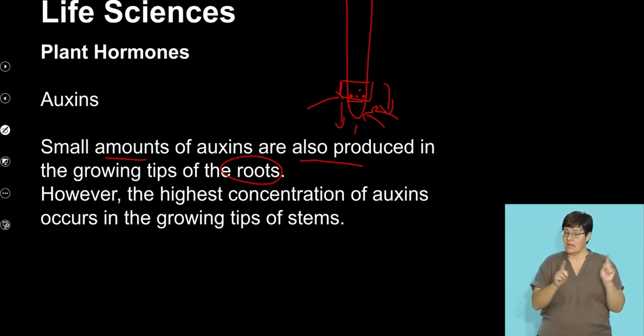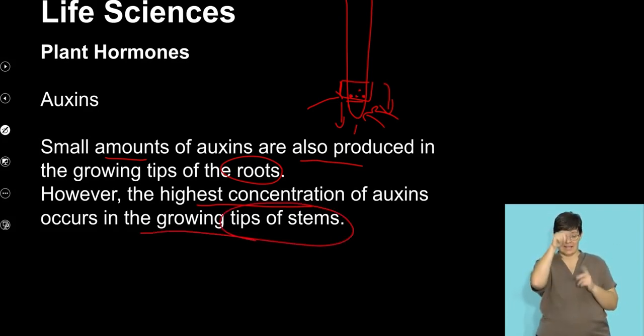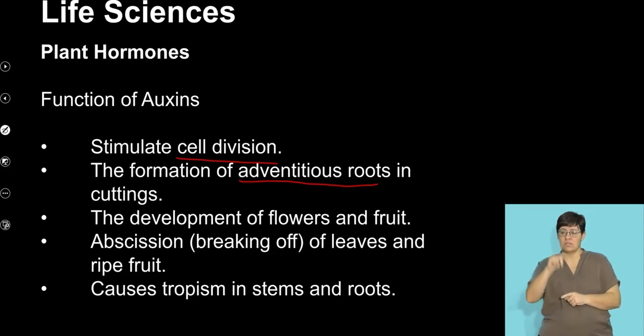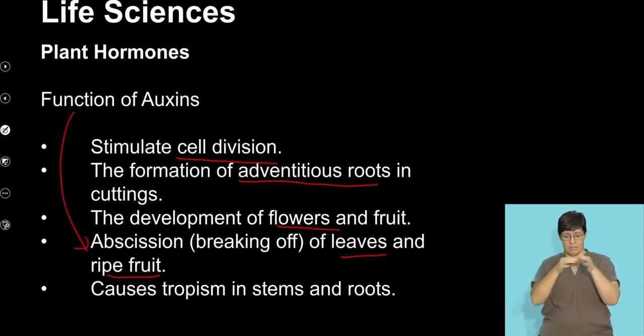However, it's important that we understand that the highest concentration of auxins are found in the growing tips of stems, and that is where maximum growth and increase of height occurs. Auxins are important in stimulating cell division, as well as the formation of roots in cuttings. You'll find that the development of flowers also occurs due to auxins. Abscission, which is the breaking off of leaves, also, auxins play an important role in that, as well as it causes the tropism in plants and the roots in the stems.